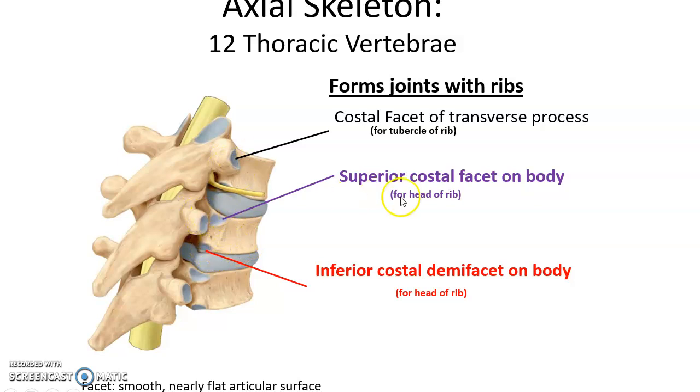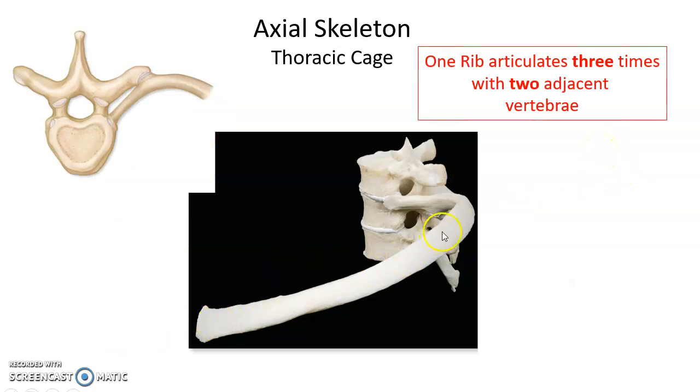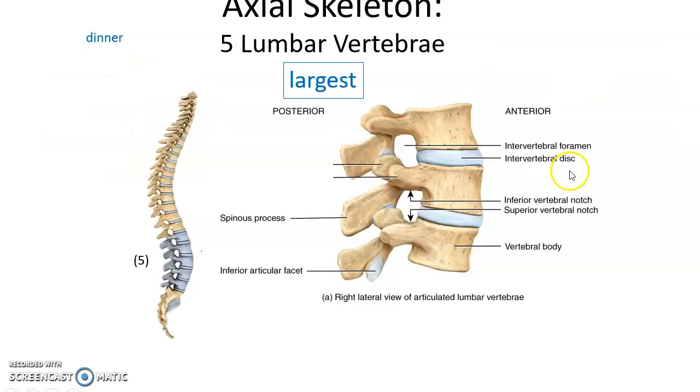These are contact points where it makes joints with the ribs. And as you can see here, a rib coming into the thoracic vertebra, the rib actually forms 3 joints and contacts 2 different vertebrae. So here's the rib coming in, contacting 2 different vertebrae, forming 3 joints at the transverse process and the body of the 2 adjacent vertebrae.